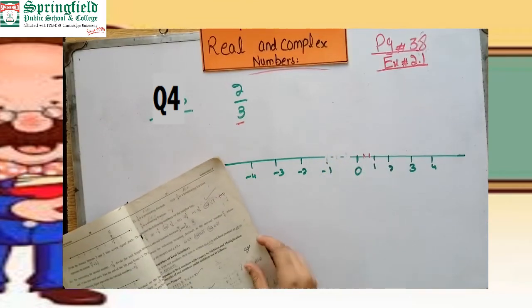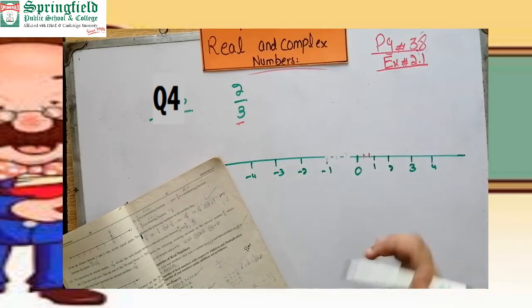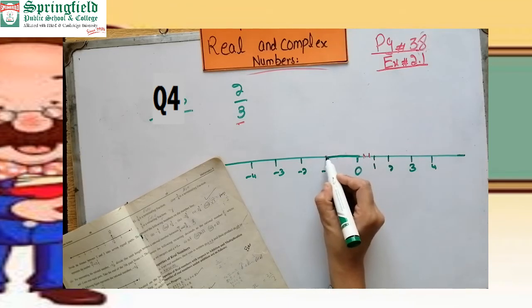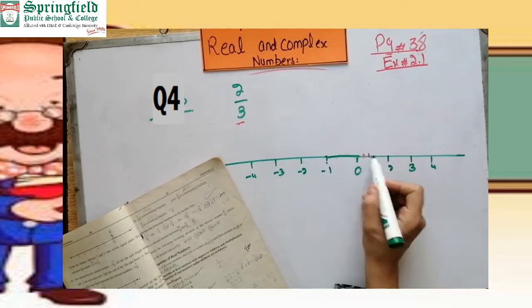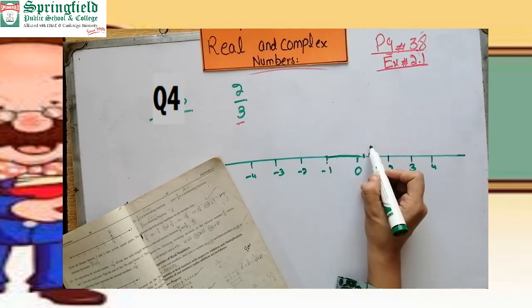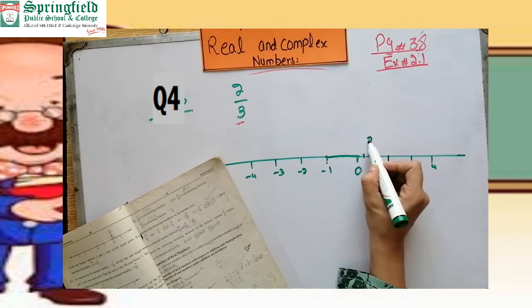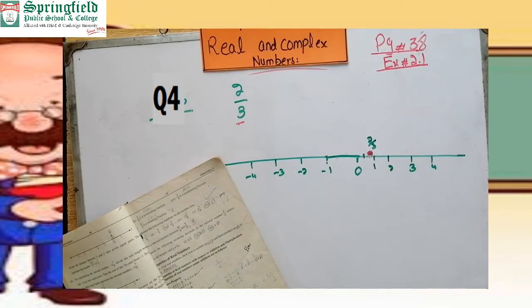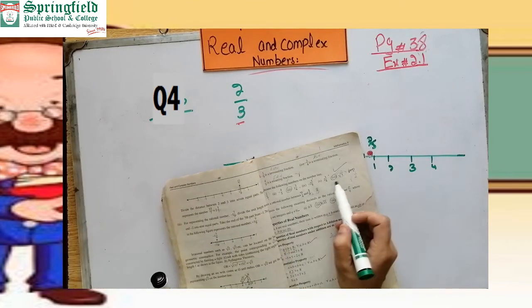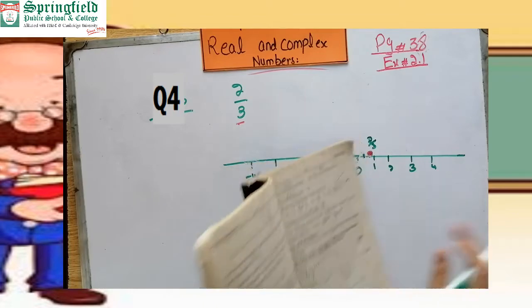We will start from 0, and this is the positive value, so we will write the positive sign. So 2 by 3 means we will count 1 and 2, and we will write 2 by 3 here. 2 by 3 will come here. Fine. Okay, understood beta? Now represent all these numbers on the number line.